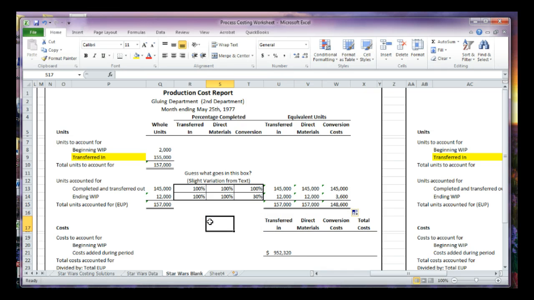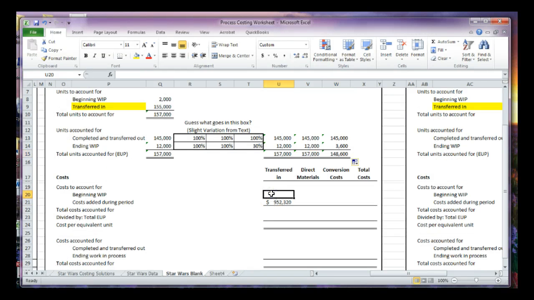Okay. So what do we have going on here? This makes sense. We had to account for this, and it was 100% complete. Therefore, we have 157,000 units of transferred in. For conversion costs, we have 148,600 effectively complete, and we'll spread our costs out over that basis.